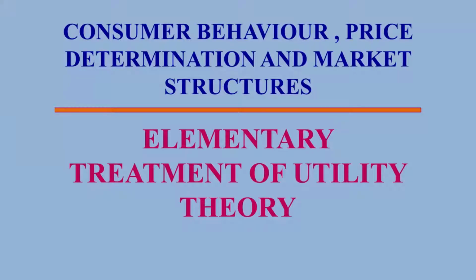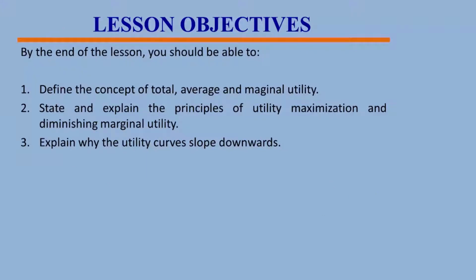In today's class, we are looking at the topic elementary treatment of utility theory in the theme consumer behavior, price determination, and market structures. By the end of this lesson, you should be able to define the concept of total, average, and marginal utility, state and explain the principles of utility maximization and diminishing marginal utility, and lastly, explain why the utility curves slope downwards.